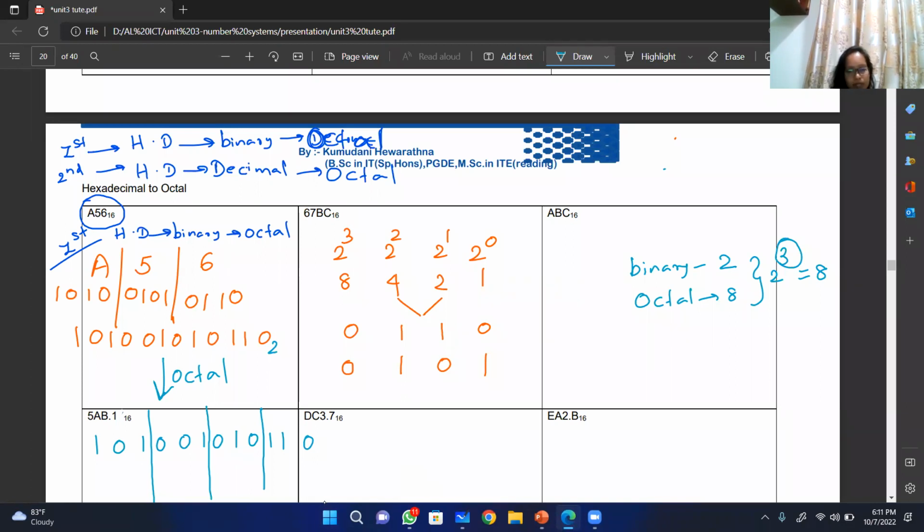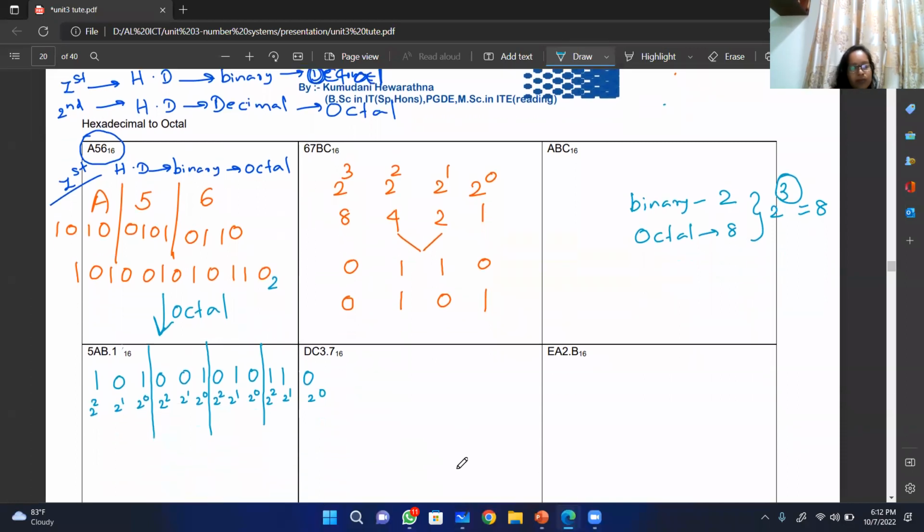Then write down the place values for each. Okay, here 5, and 1, 6.